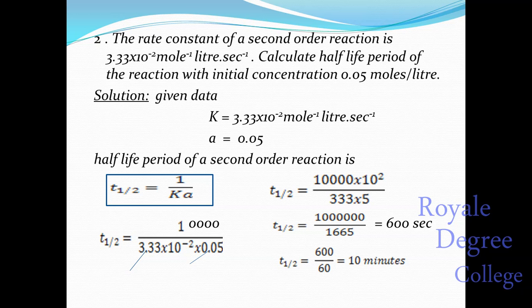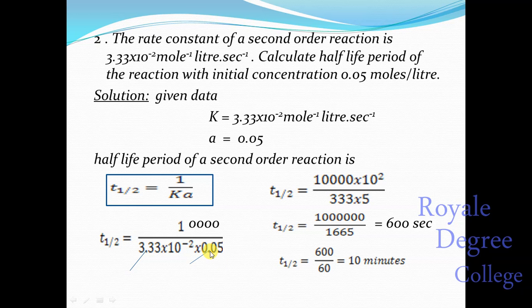So here the given data is the K value. K is the rate constant of the second order reaction, and its value is 3.33 into 10 to the power minus 2 per mole liter per second. Then A, the initial concentration, is also given, 0.05. We are going to find the half-life period of the second order reaction using this formula: T half equals 1 by Ka. T half equals 1 by 3.33 into 10 to the power minus 2 into 0.05.